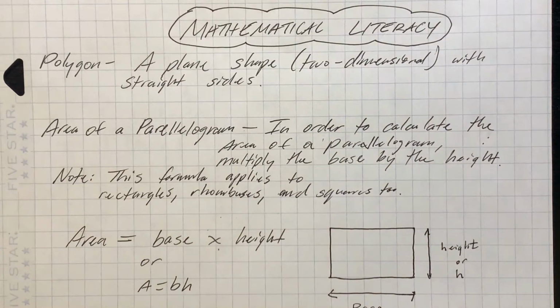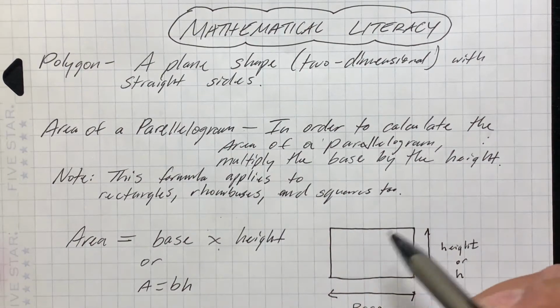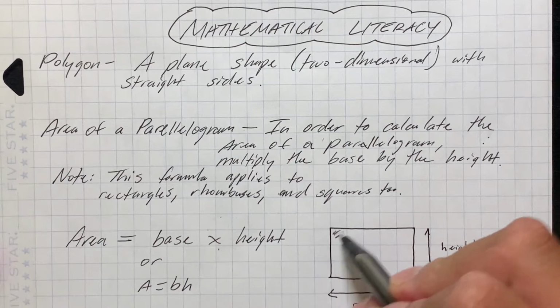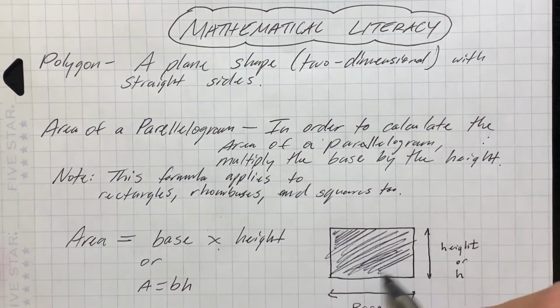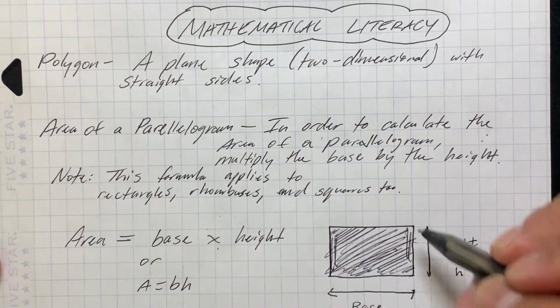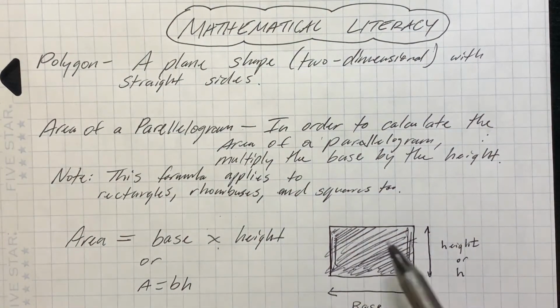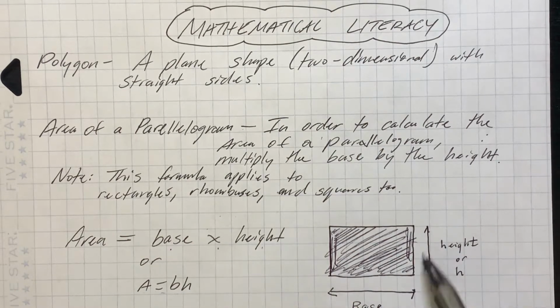And here's the formula. Do you see this square here? It's also a parallelogram. The space inside this parallelogram is called the area. In order to find all this space inside, to find the area, you multiply the base times the height, or area equals base times height. The base is the bottom portion, and the height is how tall it is.